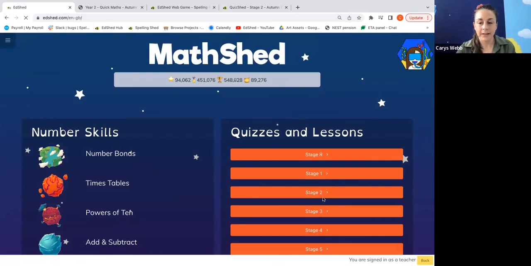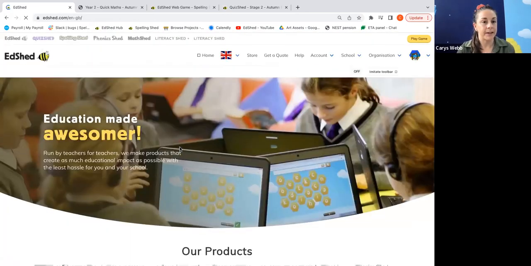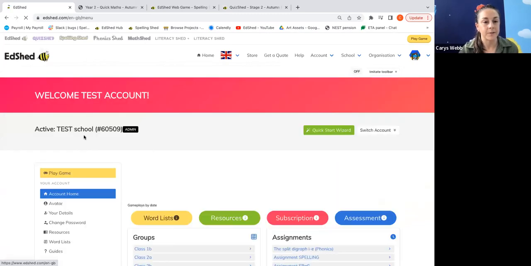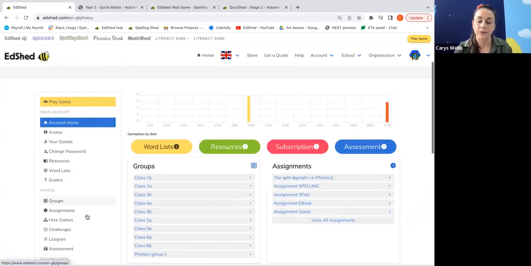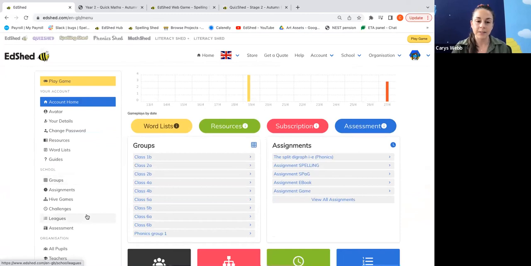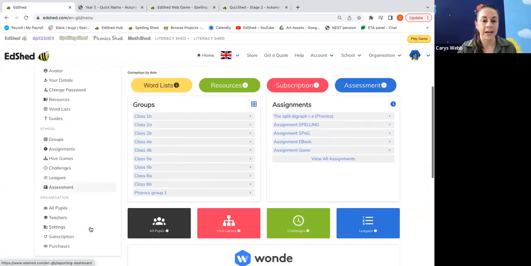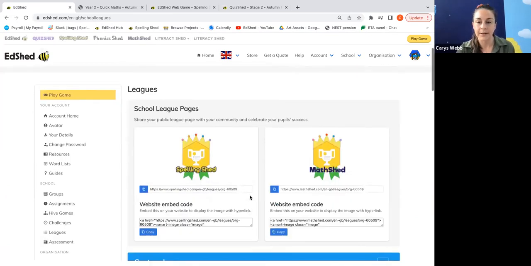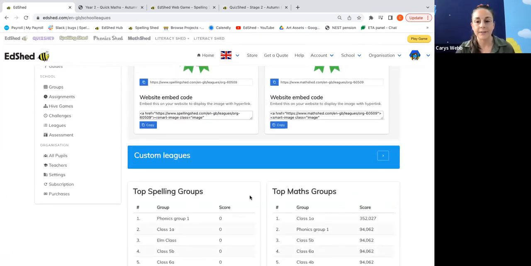There are lots of other things that can keep the children motivated. You can set little competitions between classes or individuals, whether it's on a particular times table skill, which we call a challenge. You can also see the leagues and see how pupils are doing and do things like giving certificates.